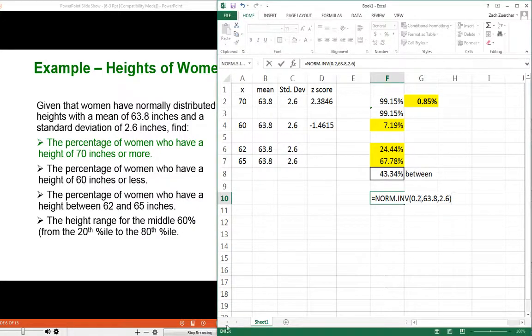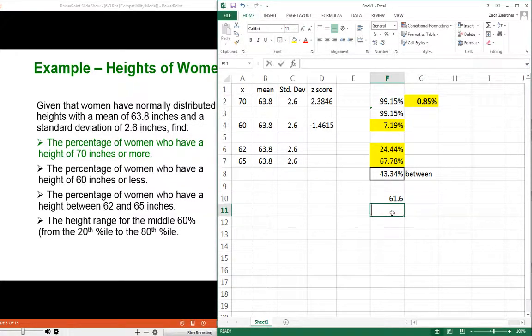So this is going to return the X value where 20% of the women are shorter, or 20% of the women are below this particular height. And so that's 61.6 inches. Okay, I'll double click on that so you can see that. Norm inverse, 20%, the mean of 63.8, standard deviation of 2.6.